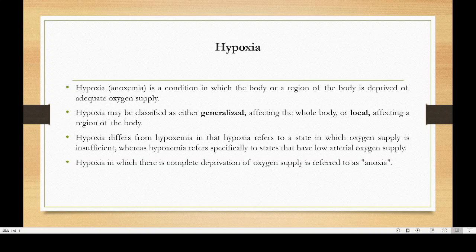Then, if there is a condition in which low oxygen is characterized by almost complete deprivation, meaning complete absence of oxygen, that situation is known by the name anoxia. A means absent, hypo means low. So one is low oxygen concentration, the other is no oxygen at all. So here there are two related terms, hypoxia and anoxia.